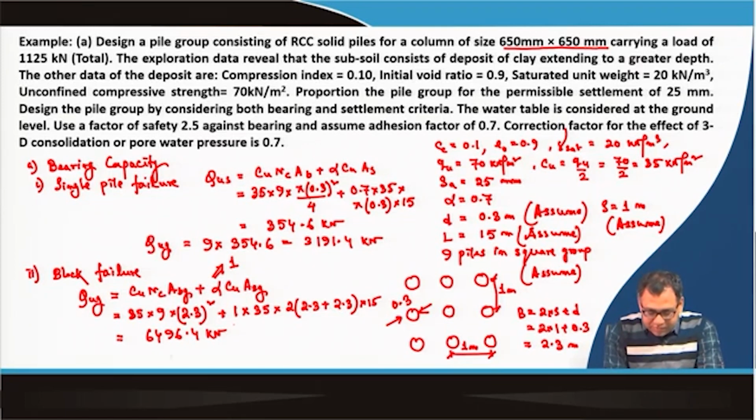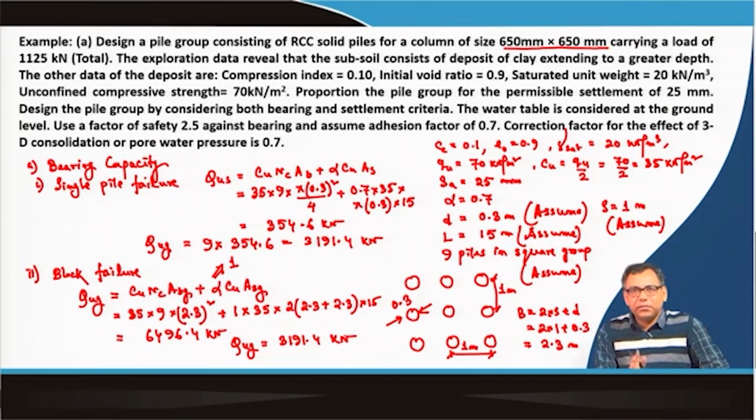So, the minimum of these two we have to consider as the load carrying capacity of the pile block. So, this will be 3131.4 kilonewton. That is the group load carrying capacity.